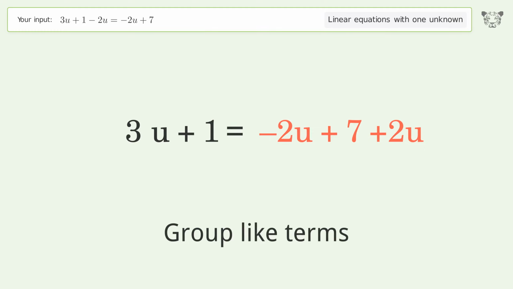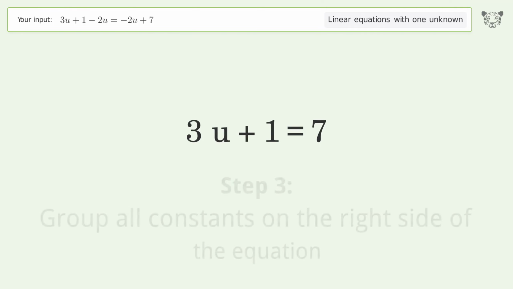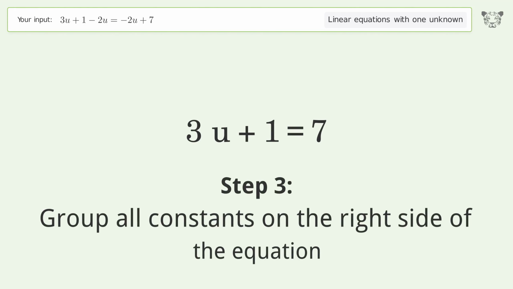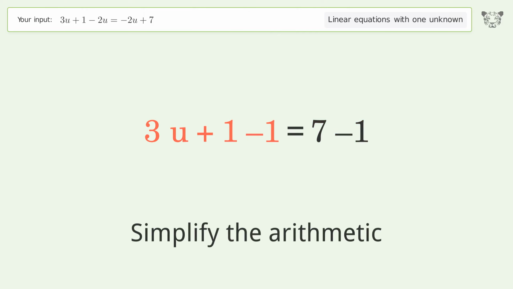Group like terms. Simplify the arithmetic. Group all constants on the right side of the equation. Subtract 1 from both sides. Simplify the arithmetic.